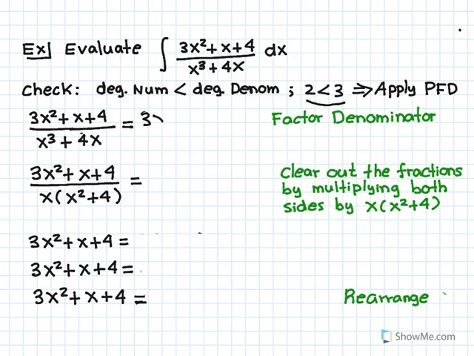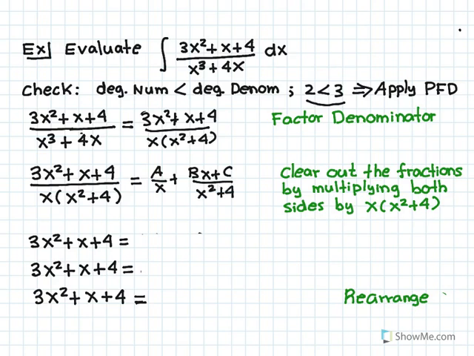Let's do that. We got 3x squared plus x plus 4 divided by, factorizing the denominator, we get x times x squared plus 4. So now let's apply the partial fraction decomposition, and we're going to get a divided by x plus bx plus c divided by x squared plus 4. The next step is to clear out the fractions by multiplying both sides by x times x squared plus 4.